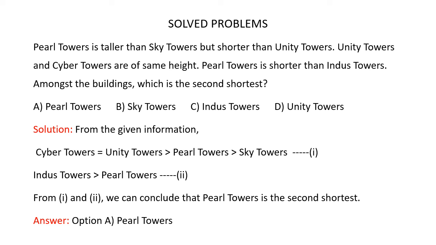From the first and second expressions, we come to know that Cyber Towers, Unity Towers, and Indus Towers are all taller than Pearl Towers. Only Sky Towers is shorter than Pearl Towers. So we can conclude that Pearl Towers is the second shortest. So the correct answer is option A, Pearl Towers.